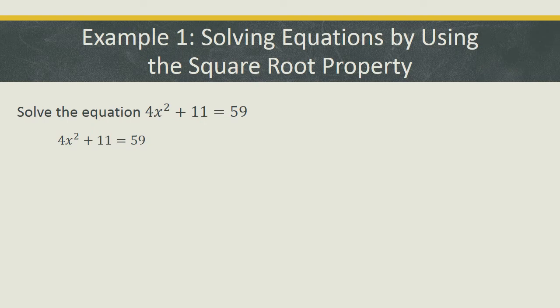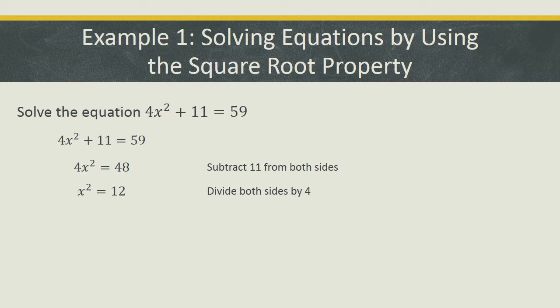All right, so our first example, we're going to solve the equations by using the square root property, which you have a copy of. It was on the previous slide. So we have 4x squared plus 11 equals 59. We want to subtract 11 from both sides. In doing that, we end up with 4x squared equals 48. I want to simplify this down as far as we can go, so we're going to divide both sides by 4. In doing that, you get x squared equals 12.